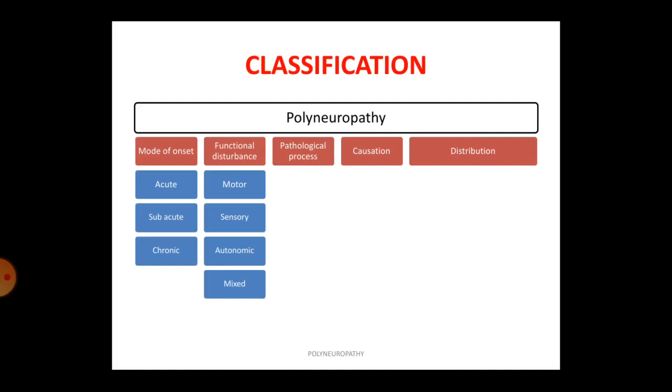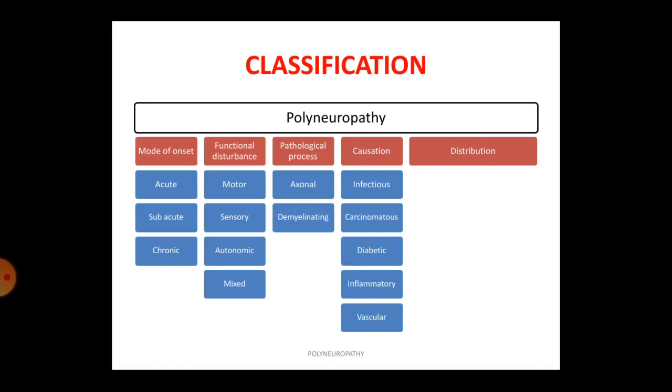Now based on pathological process, that is axonal and demyelinating. Now you can imagine the nerve. So damage will be in two ways. Either the number of axons will be lost, or the number of axons will remain the same but the myelin sheath will be having a problem. Clear? So if the number of axons is reduced, or if there is any damage to the axon, that will be known as axonal type of polyneuropathy. And if the myelin sheath is affected, it is known as demyelinating type of polyneuropathy.